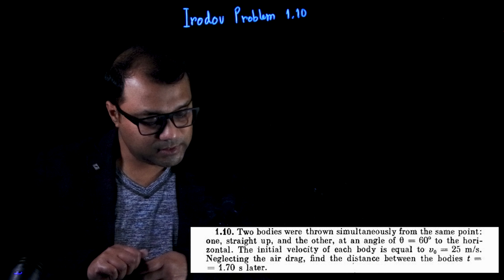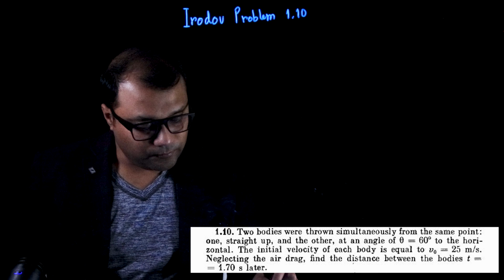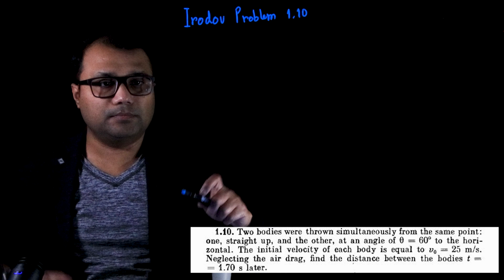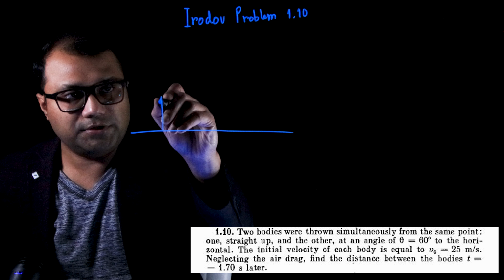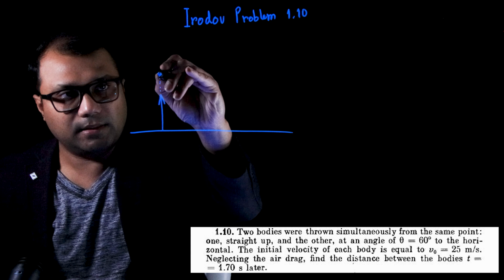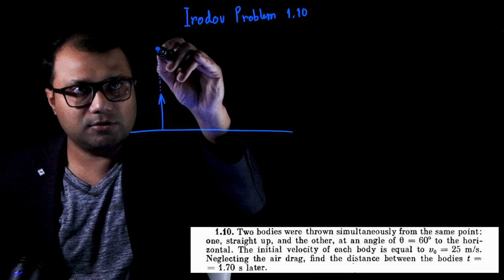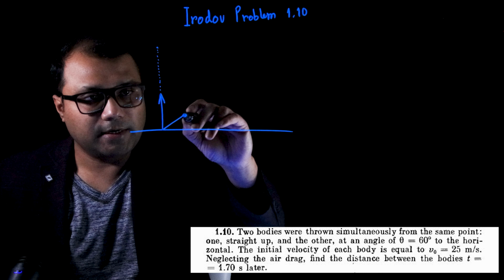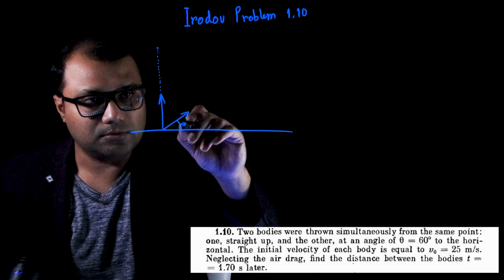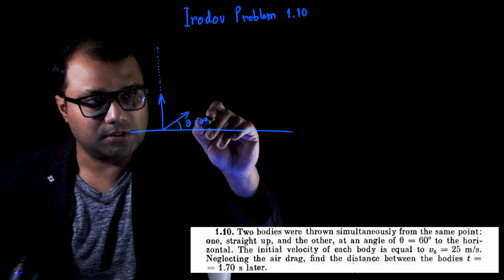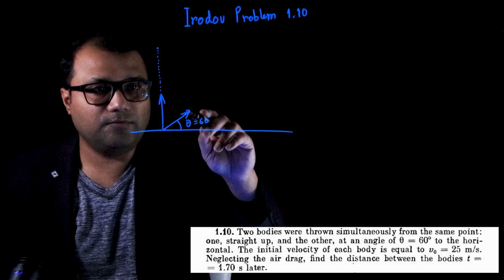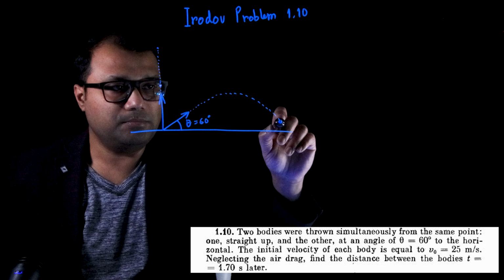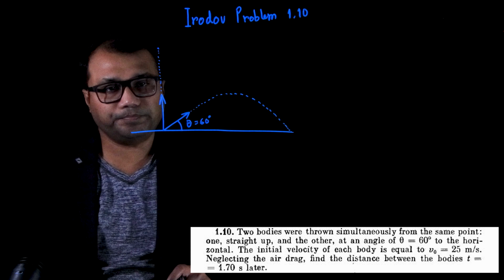So if two bodies were thrown simultaneously from the same point, one straight up and one at an angle of theta equals 60 degree to the horizon. Okay. So one body was thrown straight up. So it will follow a path like this. At some point it will stop and then it will start to return back. The other body was thrown at an angle of 60 degree. So theta equals 60 degree. So obviously this will follow a projectile motion like this, and then at some point it will fall down here. Okay.